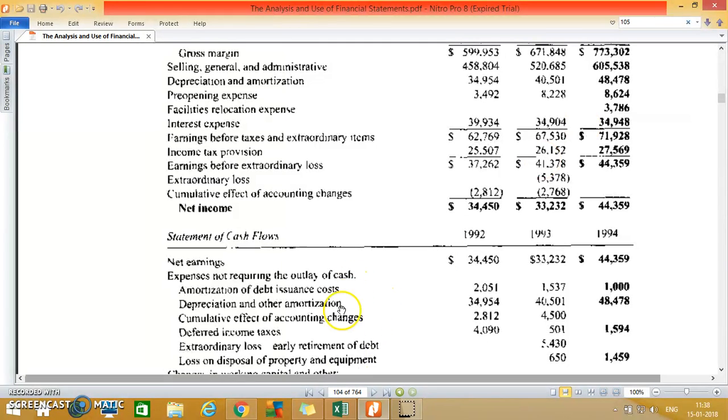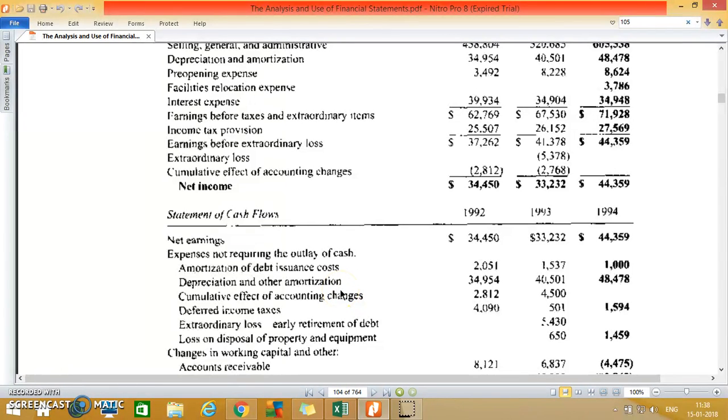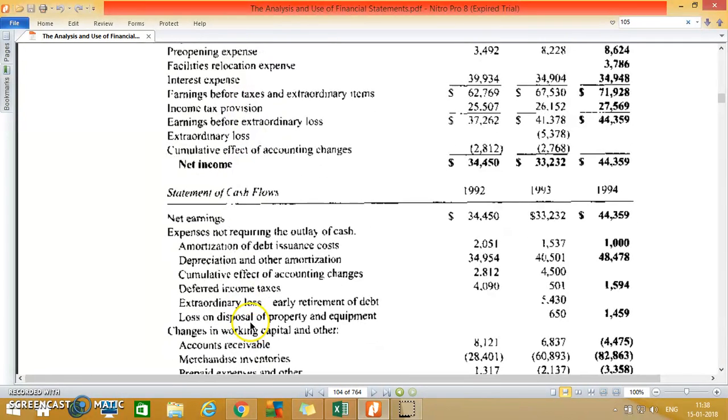While this has not been adjusted here because we consider that as a non-operating expense. The author has not brought this non-operating expense of interest into this part. He has not adjusted it. He has not added it back. That means the author has considered interest expenses as part of operating expenses.